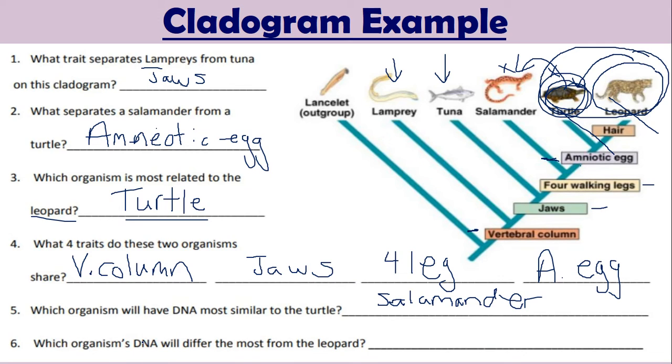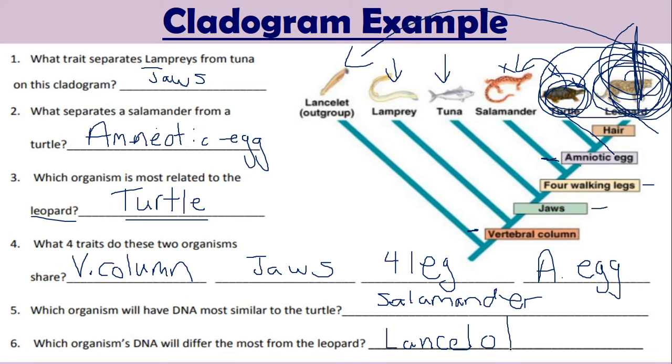And which organism's DNA will differ the most from the leopard? So here's the leopard. Most different would be the thing that's the farthest from it. So we go all the way over. And the thing that's farthest from it is the lancelet. And that's reading a cladogram.